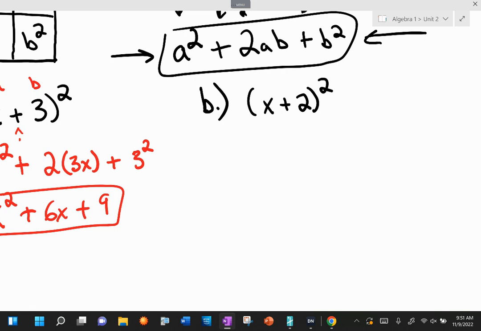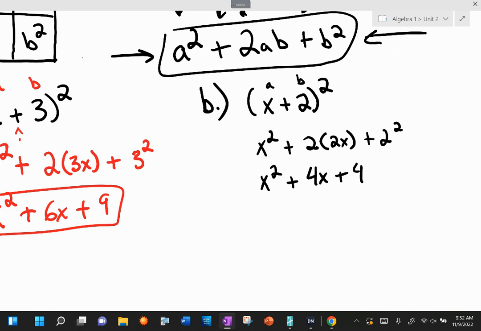Okay, let's look at this. You have the magic drawing screen for a second? Say yes. Okay. The pattern. This is A. This is B. So it should come out to x squared plus 2 times 2x plus 2 squared. Okay? And then when you simplify it out, you'll have x squared plus 4x plus 4.